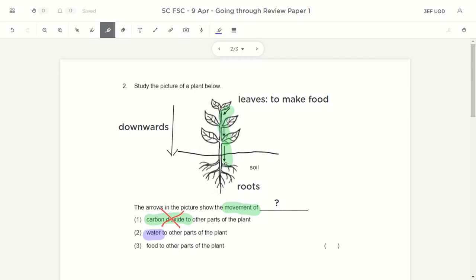Does the arrow show that water is being transported? Let's look back at the arrows. You realize the arrows start from the leaves, and the function of the leaves is to make food. So in this question, we are not talking about water. We are actually talking about food. So the answer is actually 3. Because the arrows start from the leaves, and the function of the leaves is to make food, as the leaves make food, it is transported down the plant to the roots using the food carrying tube. So it is food.